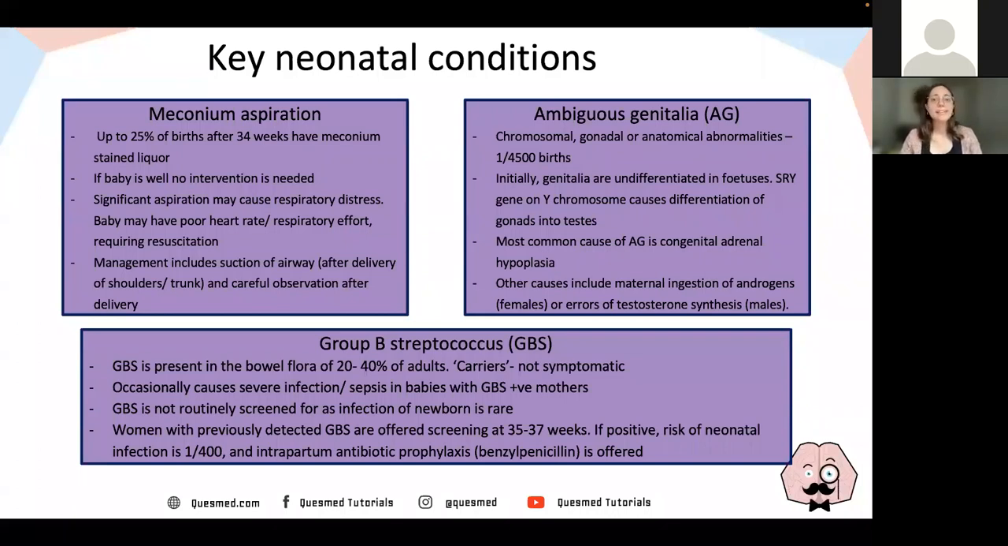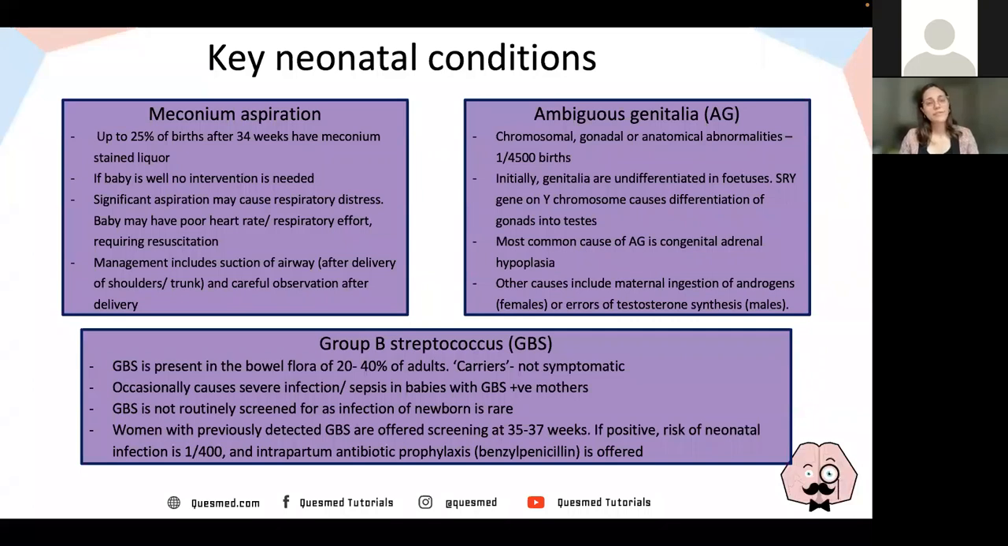Ambiguous genitalia is something you'd be picking out at the newborn and infant physical examination. Congenital adrenal hyperplasia is the main reason for ambiguous genitalia, so it's worth bearing in mind, but obviously there are lots of other reasons. I'm not going to go into all of them, but it's worth knowing that they're surprisingly not as uncommon as you'd think, so 1 in 4,500 births.